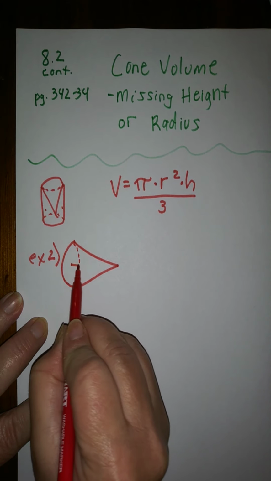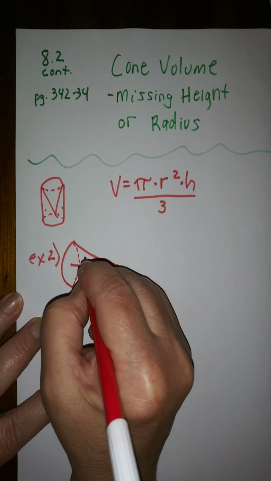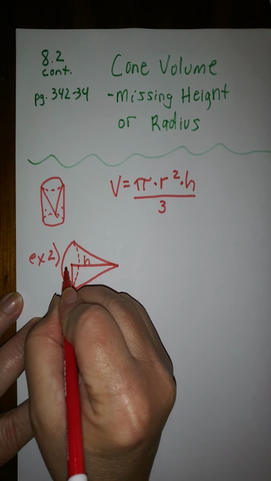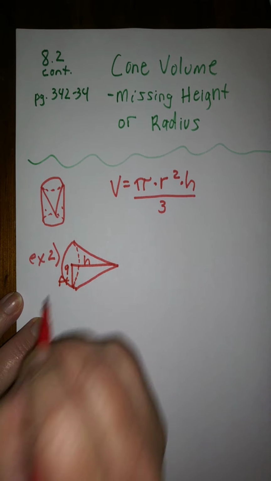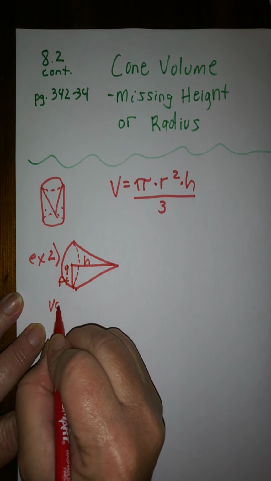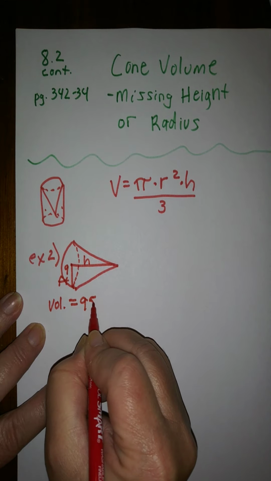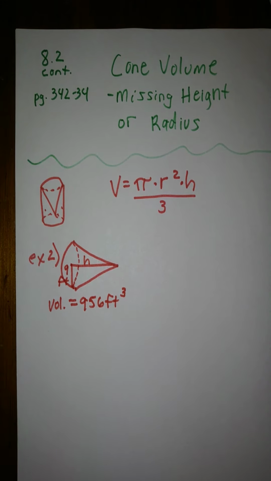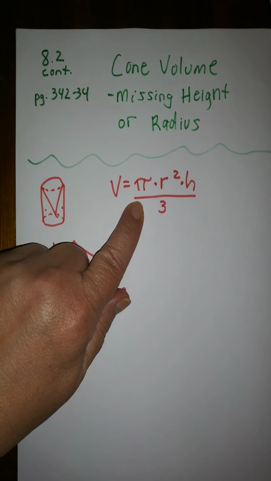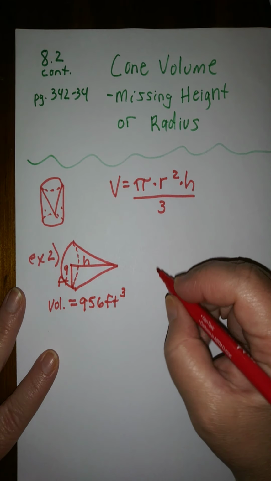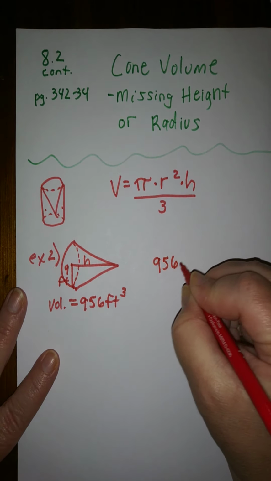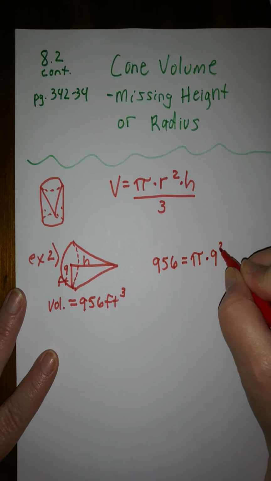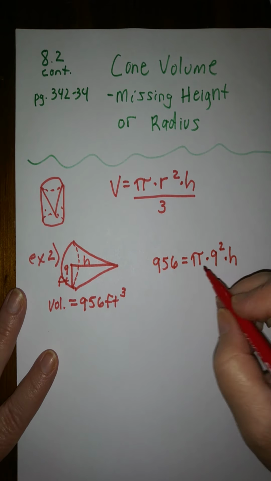And the dimensions they give us are the height is h, so that's the missing piece. We don't know what it is. We know that the radius is 9 feet, okay, and we also know that the volume is 956 feet cubed. Okay, so we're going to do like we always do, start with our equation and fill in what we know. So we know the volume, so we're going to start with 956 equals pi times radius is 9 squared, times height divided by 3.